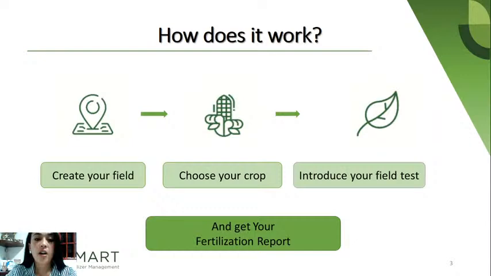How does it work? It's very simple. The only thing that you need to do to use our software is to have internet, and a computer, tablet, or your cell phone. So if you have internet, you can just use it, and it's very simple to create your fertilization plan. The first thing you need to do is create your field. After, you need to choose your crop. You need to introduce your field test, and you will get your fertilization report.